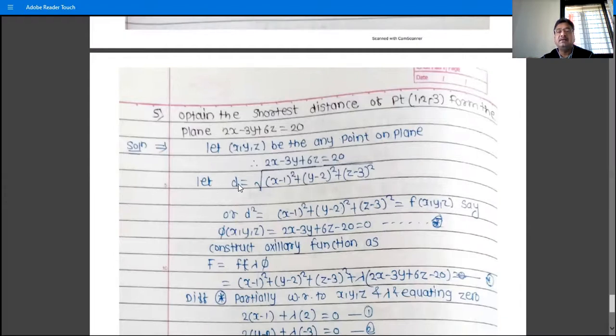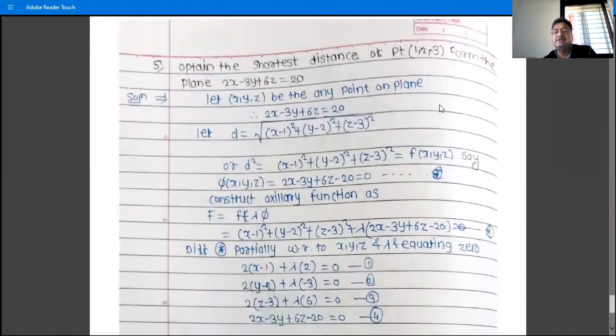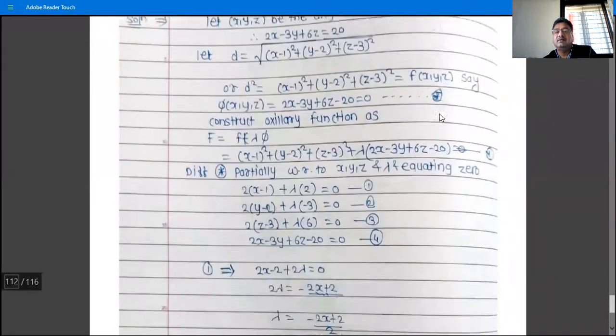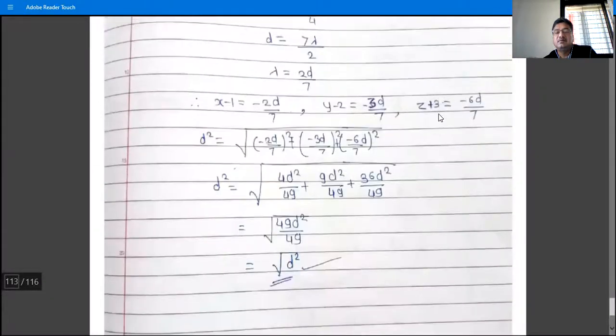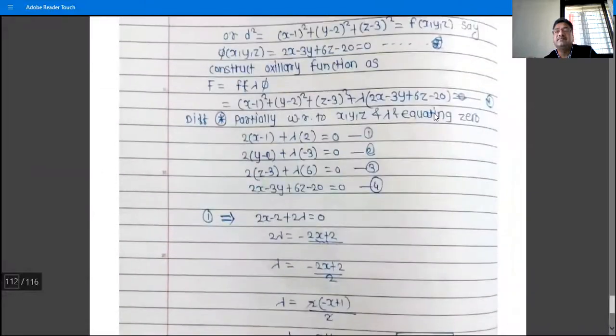And then let d be the distance between this point 1, 2, minus 3 and x, y, z. That is, d is the root of x minus 1 squared plus y minus 2 squared plus z plus 3 squared. Here it is plus 3, because the point is 1, 2, minus 3.